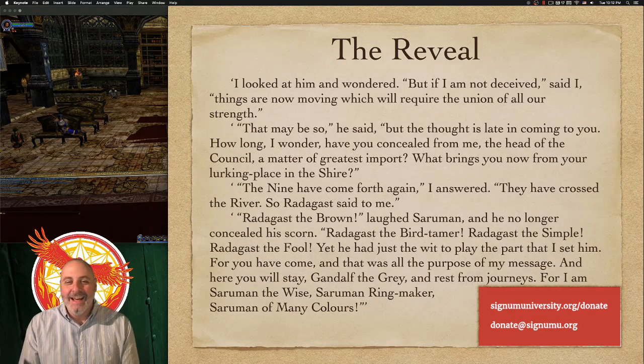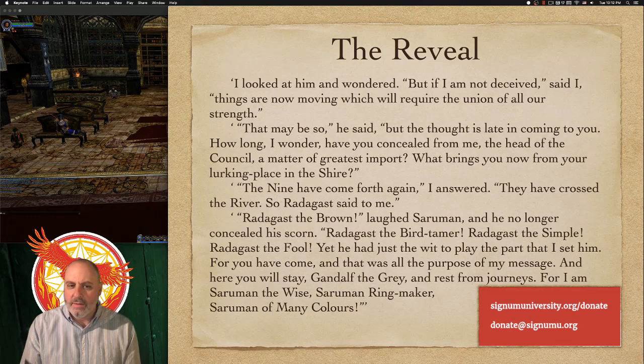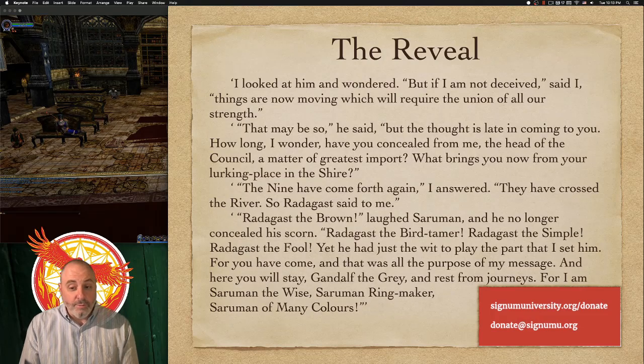All right. I looked at him and wondered. But if I am not deceived, said I, things are now moving which will require the union of all our strength. That may be so, he said, but the thought is late in coming to you. How long, I wonder, have you concealed from me, the head of the council, a matter of greatest import? What brings you now from your lurking place in the Shire? The Nine have come forth again, I answered. They have crossed the river. So Radagast said to me.